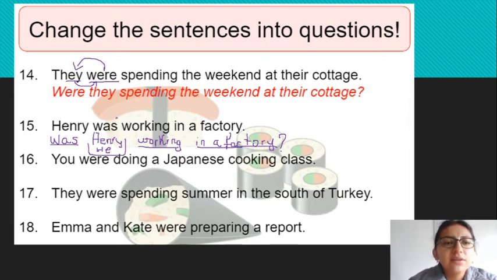Okay, now we're going to make the positive sentence. How would it be? Positive sentence. Okay, yes, comma, yes, he was, or the negative. No, he wasn't. Okay? No, he wasn't. Okay?